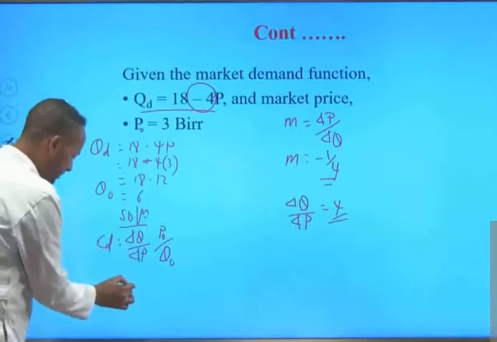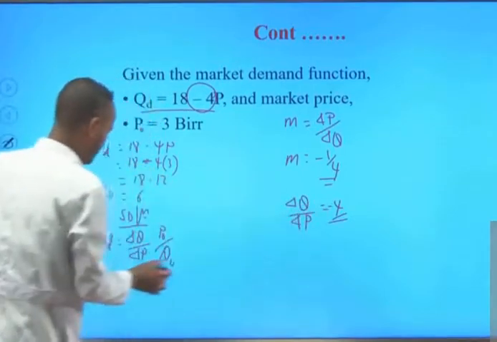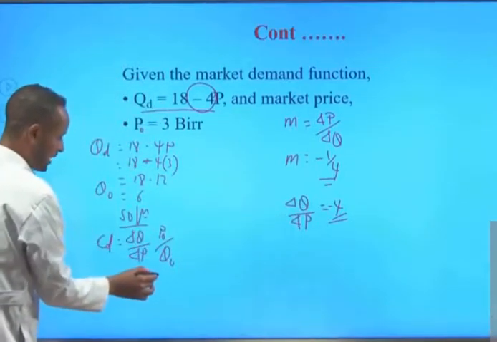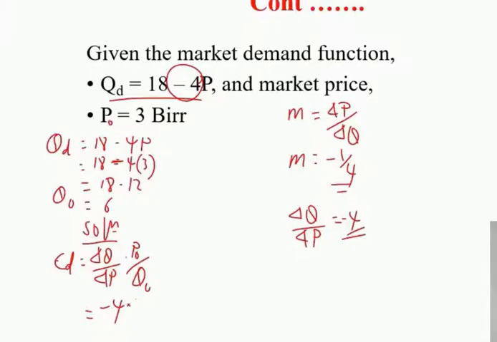So the price elasticity of demand is minus 4 multiplied by the initial price, which is the given price 3, divided by the initial quantity, 6. When we cancel, 3 by 3 is 1, 2 by 2 is 1, then we are left with minus 2. And when we take the absolute value, we are left with 2. So the price elasticity of demand is 2.